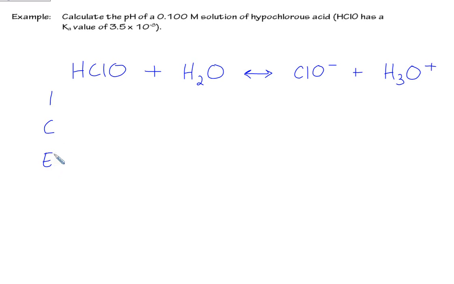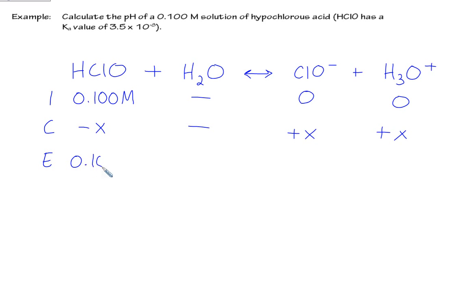We'll start with the initial concentration of the acid, 0.1 molar. We don't care about the water because it's a pure liquid. The products will start at 0. We know it shifts forward, so we're going to go down by X. We don't care about the water. Up by X, up by X. So at equilibrium, we got 0.1 minus X, X, and X.